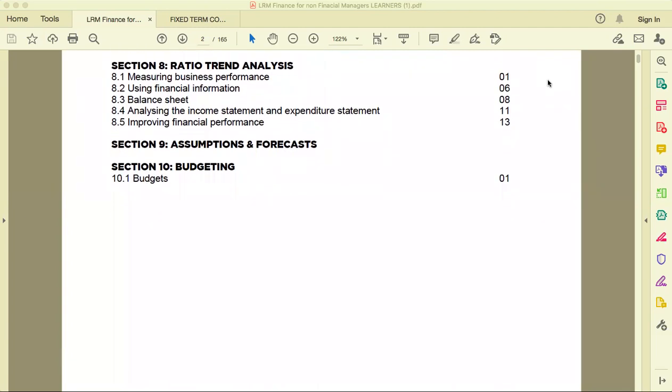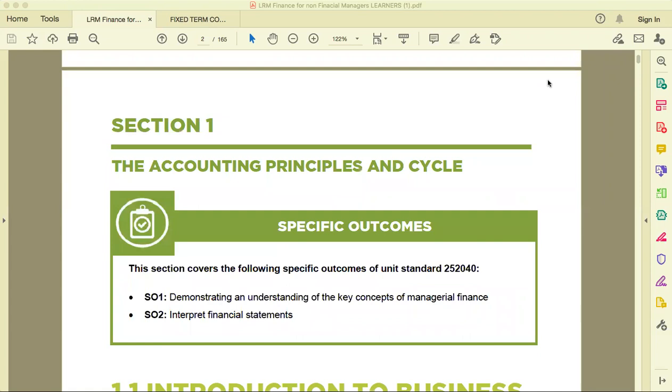Then we've got ratio trend analysis, which is section number 8. Section number 9 is assumptions and forecasts. And then right at the end of the process, we have budgeting. So that's where we are headed. Those are the different sections that we need to go through. And so let's get started. We're going to start with the accounting principles and cycle.